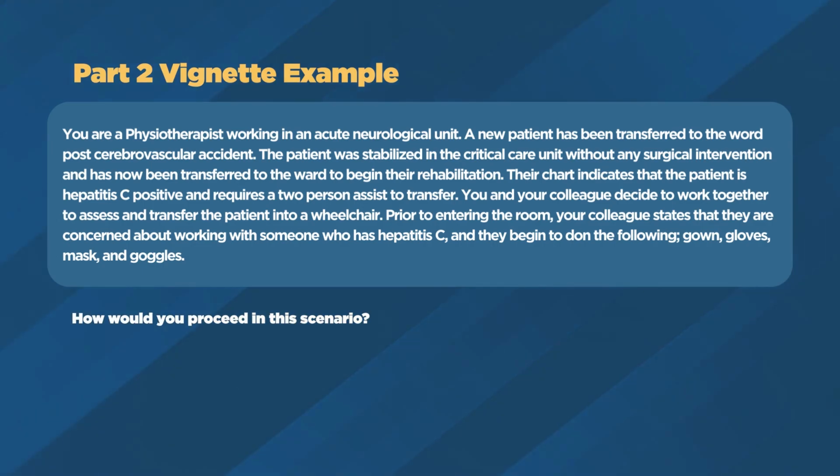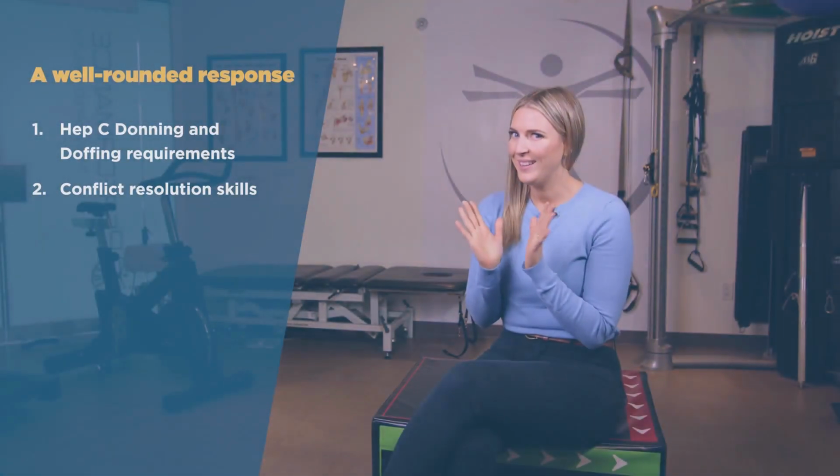Prior to entering the room, your colleague states that they are concerned about working with someone who has hepatitis C, and they begin to don the following: gown, gloves, mask, and goggles. How would you proceed in this scenario? As a reminder, feel free to pause and take 3 minutes to prepare your response. Okay, let's go over the answer.